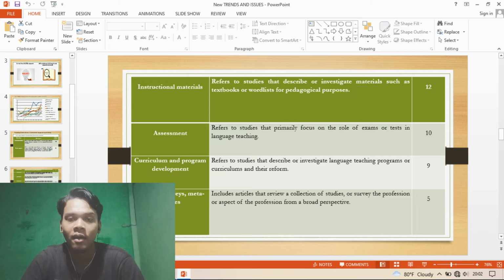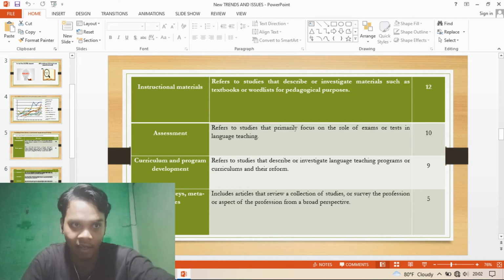And then we have second language acquisition mechanism. It refers to studies whose primary function is to better understand how second languages are acquired, in contrast to what pedagogical techniques are best used. The number of articles here is 18.